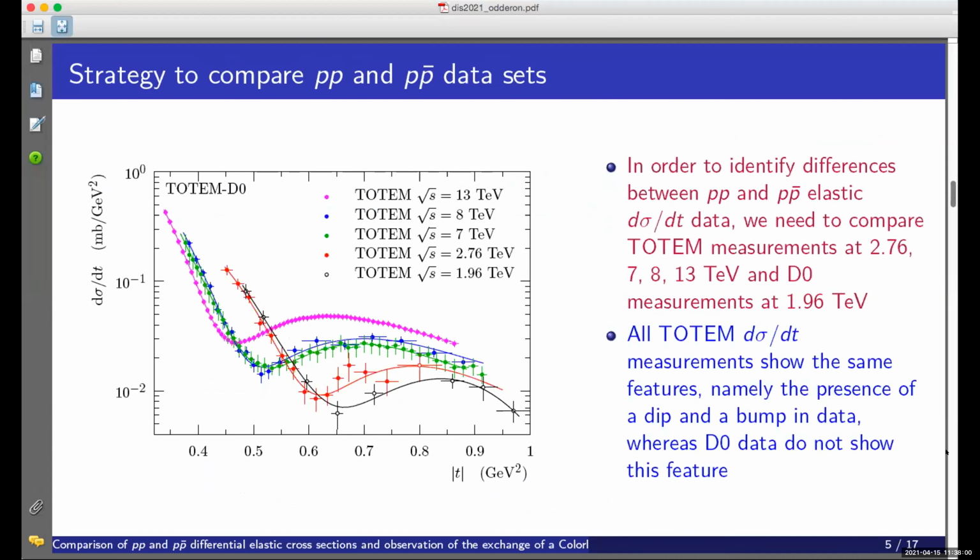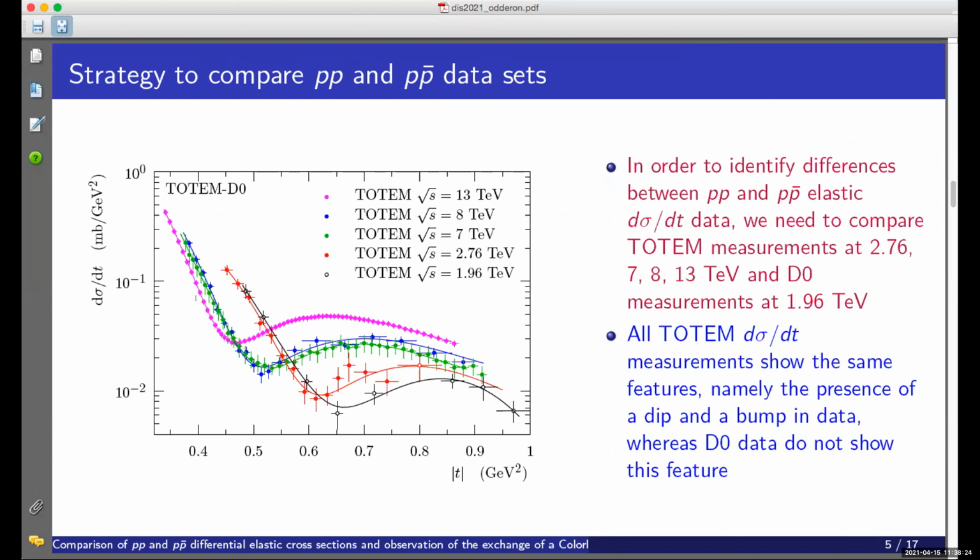Now let's define the strategy to compare proton-proton and proton-antiproton data sets. Of course, the tricky part is that we have proton-proton data at 2.76, 7, 8, and 13 TeV, and p-pbar data at 1.96 TeV. So they are not at the same square root of s.